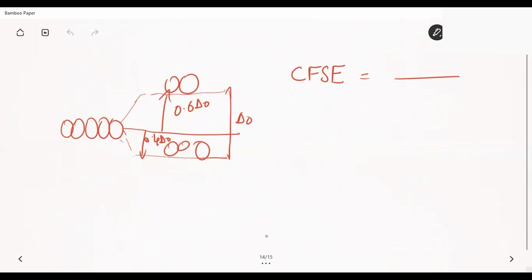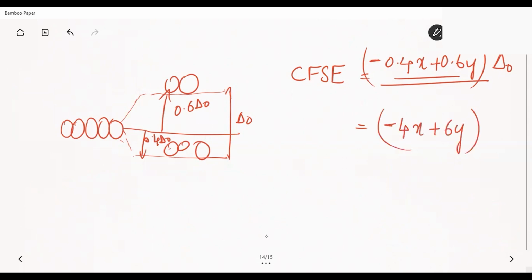Now moving to the crystal field splitting energy calculation. We know that it is decreased by 0.4, right? So 0.4 is decreased, so you have to put a minus. How many electrons are there? You consider it as x. And plus, increased by 0.6, so 0.6 times the number of electrons, y. So you can calculate the crystal field splitting energy easily. Or you can calculate this by the equation. If you express this in terms of Dq, that is very simple: minus 4x plus 6y times Dq. Okay.